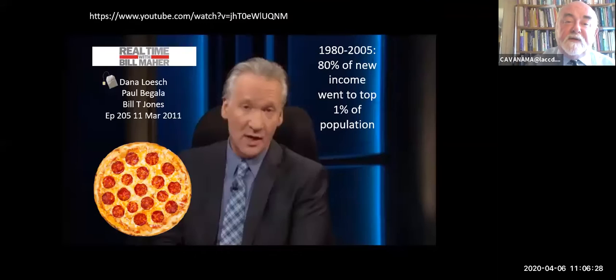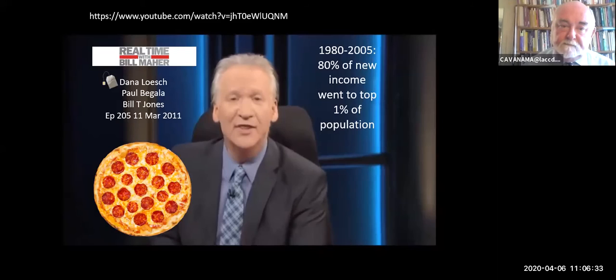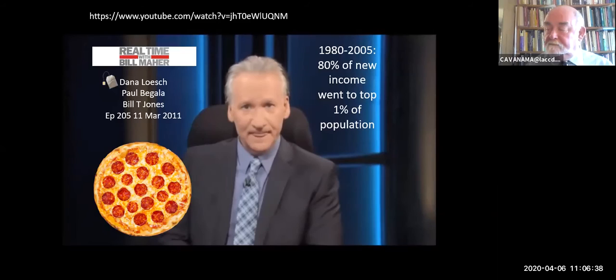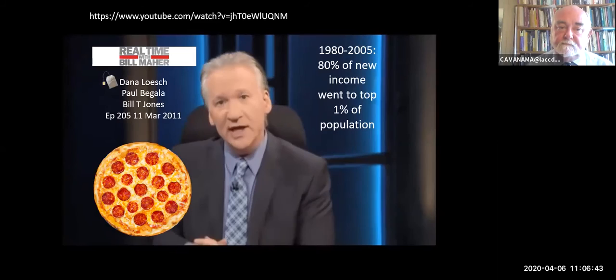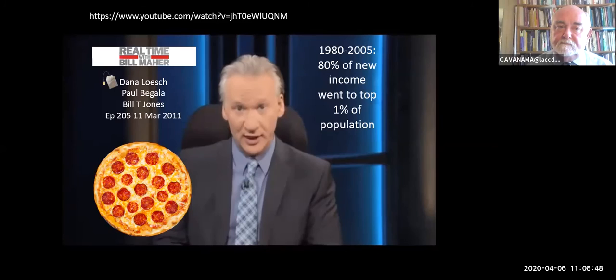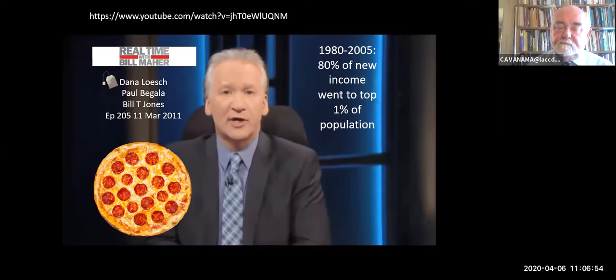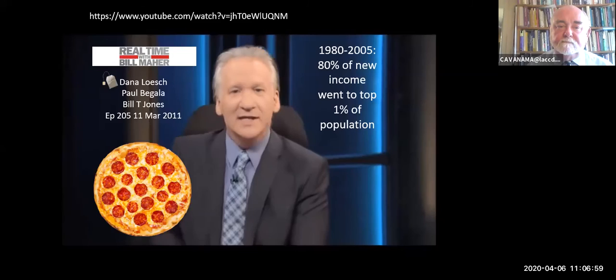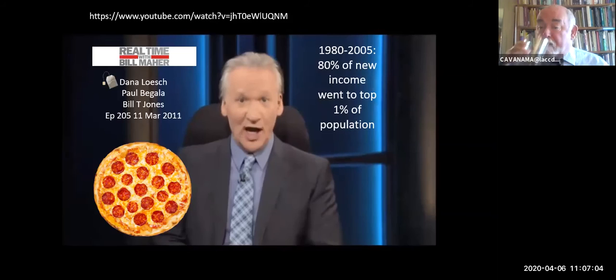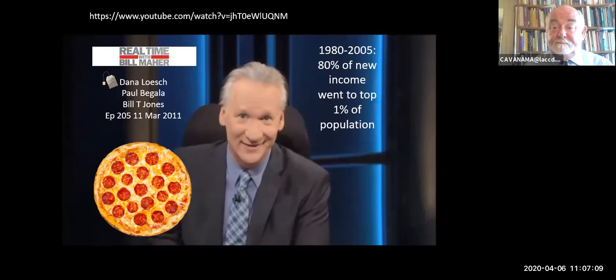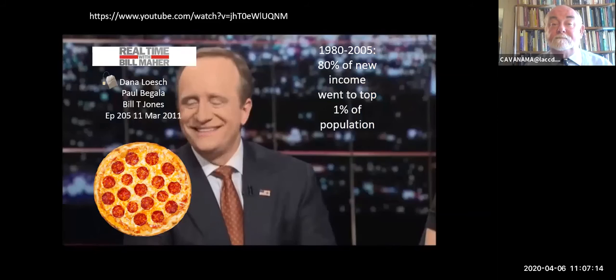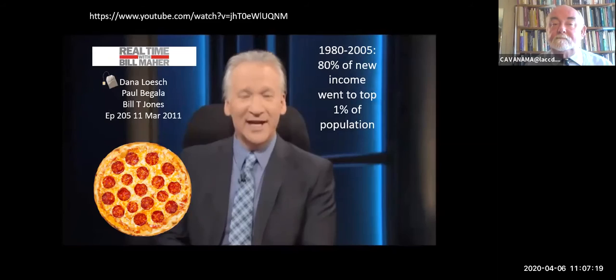America's rich aren't giving you money, they're taking your money. Between the years 1980 and 2005, 80% of all new income generated in this country went to the richest 1%. Let me put that in terms that even you fat-ass teabaggers, sorry, can understand. Say 100 Americans get together and order a 100-slice pizza. The pizza arrives, they open the box, and the first guy takes 80 slices. If someone suggests, why don't you just take 79 slices? That's socialism!